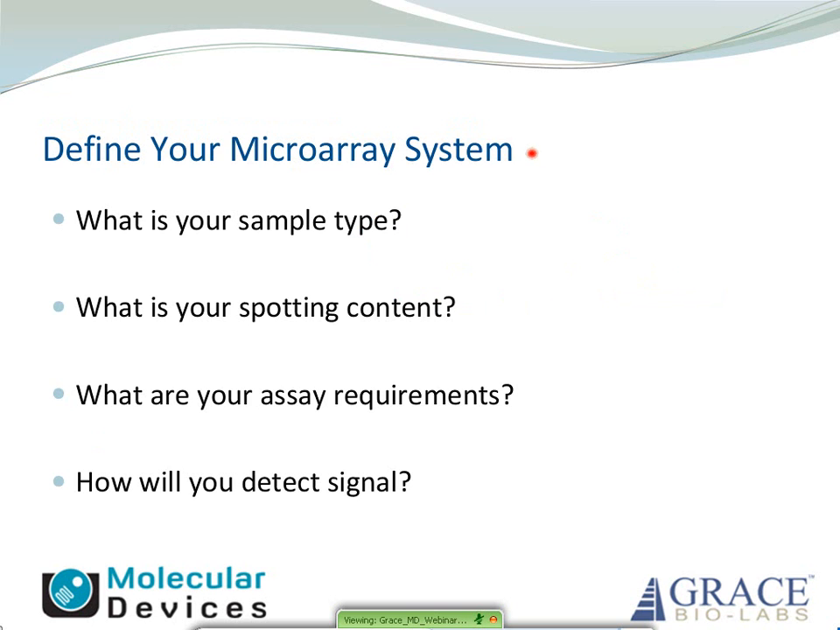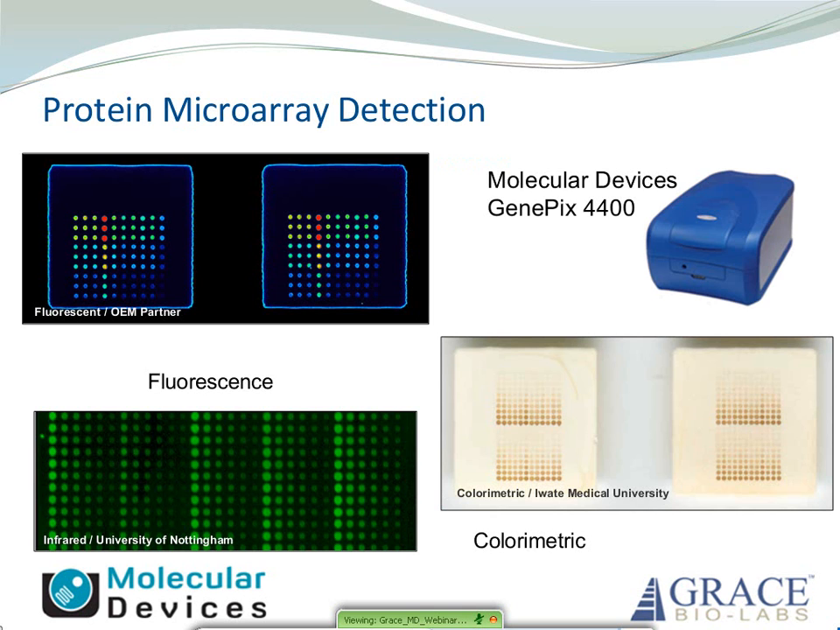So it's clear that there are many formats for using protein microarrays. So when starting out, it's very important to first define how to configure a microarray for your specific application. And considerations include what your sample is, whether they're purified molecules or complex mixtures, what your spotting material will be, what your assay requirements are, and how you will detect your signal. How you detect your signal is an important parameter to consider early on in the process, and there are various methods compatible with microarray applications.